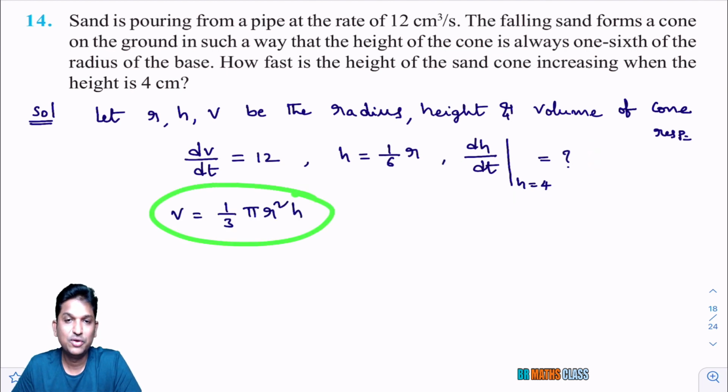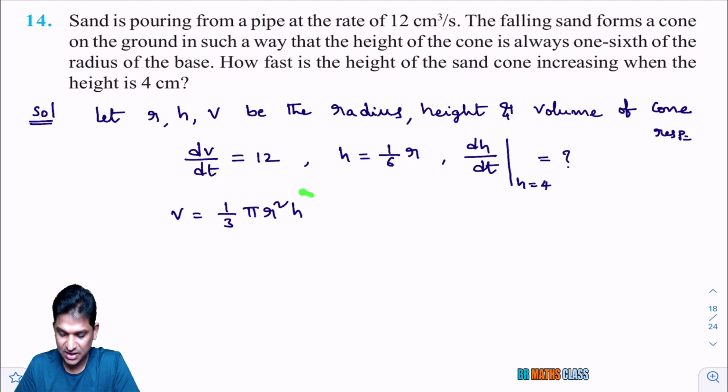What is the volume of a cone formula? Volume of a cone formula is 1/3 pi r square h. Many students feel difficult to memorize these things. But in case you forgot this formula, there is no other option. You need to leave this problem and go for the next problem. So to do these problems, you must memorize these formulas. Volume of a cone is 1/3 pi r square h.